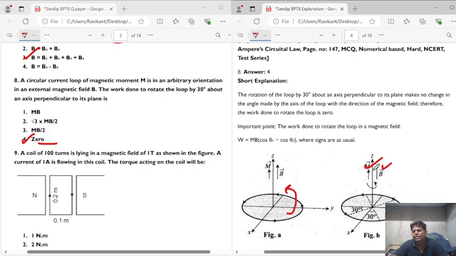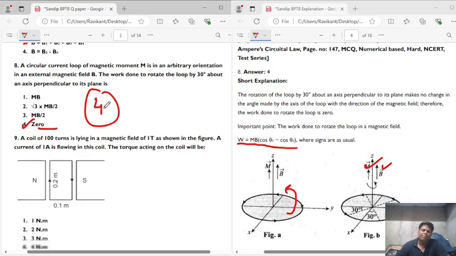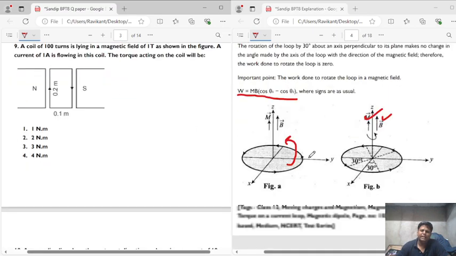So if there is no change in the angle, and we follow the formula for work done, that is W equals MB cos theta 1 minus MB cos theta 2, since there is no change in the angle between M and B vector, there will be no work done. Hence the answer for question number 8 will be 0 work done, that is option number 4, right? Now let's get into question number 9.